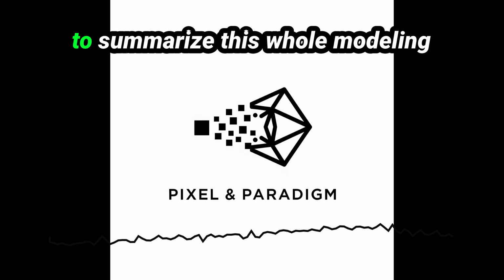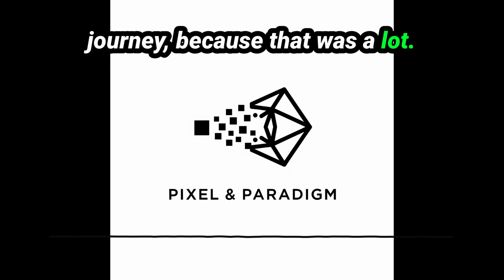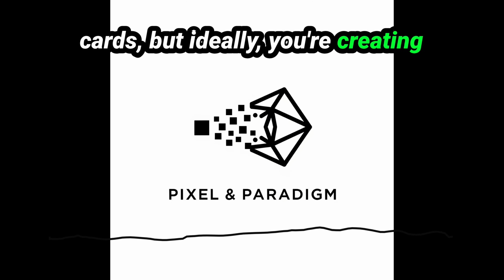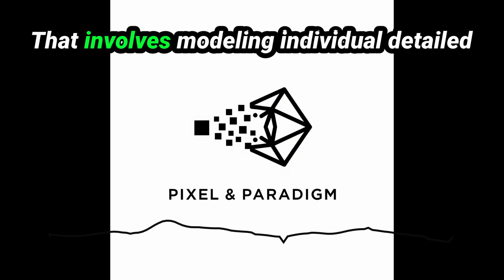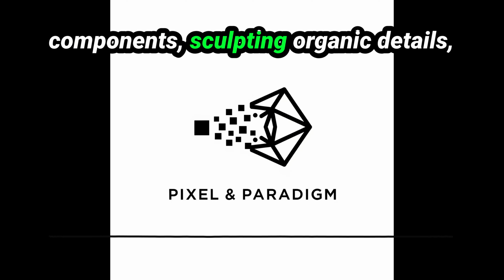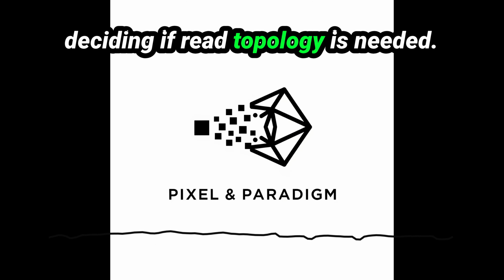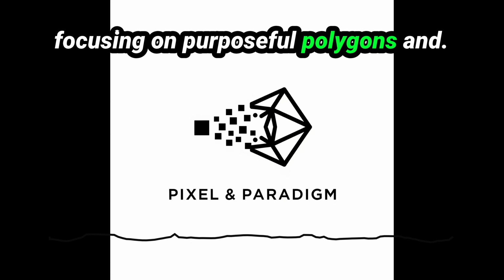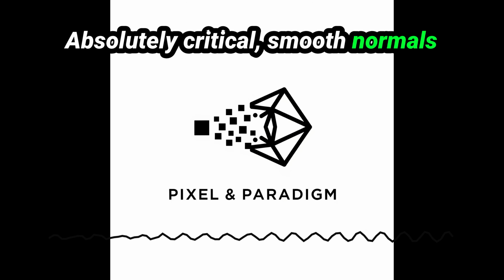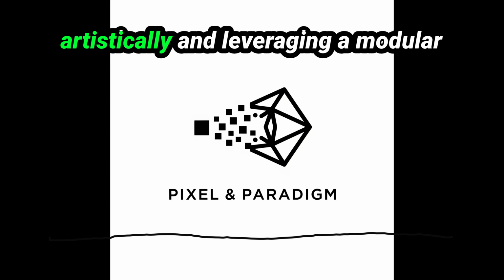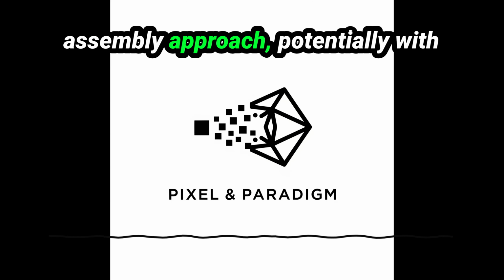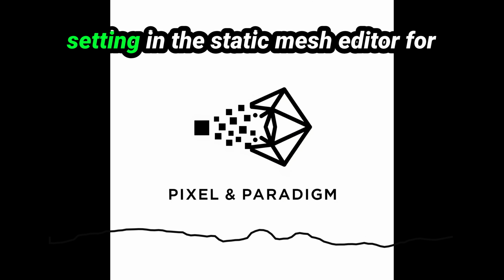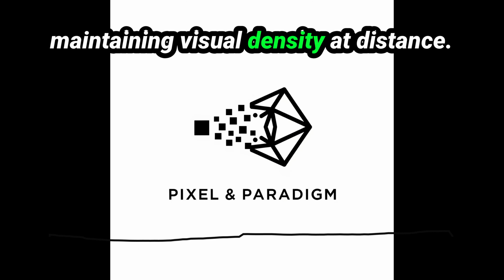Okay, let's take another moment just to summarize this whole modeling journey, because that was a lot. We've covered the possibility of pragmatic conversion from old 2D cards, but ideally, you're creating new 3D assets from scratch. That involves modeling individual, detailed components, sculpting organic details, deciding if retopology is needed, often not strictly, but sometimes helpful, focusing on purposeful polygons and absolutely critical smooth normals, managing internal overdraw artistically, and leveraging a modular assembly approach, potentially with procedural tools like SpeedTree, and remembering that crucial preserve area setting in the static mesh editor for maintaining visual density at distance.